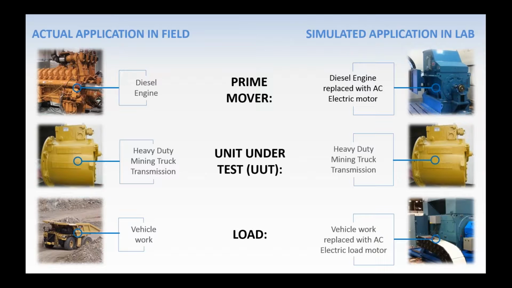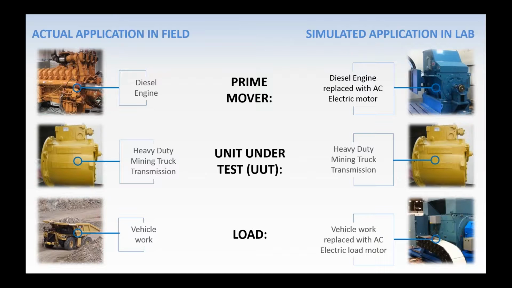In the simulated world in the lab, to test that transmission, a great way to do it is to utilize a large AC motor. The one on the right-hand side is shown as 5,000 horsepower capable. That'll actually couple to the transmission, and then the output would be another AC motor. The power is recirculated using the power electronics that we integrate, and the output load is used to power the input load, your input prime mover power.